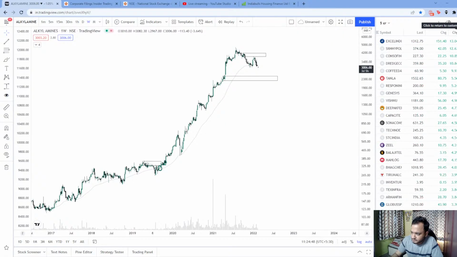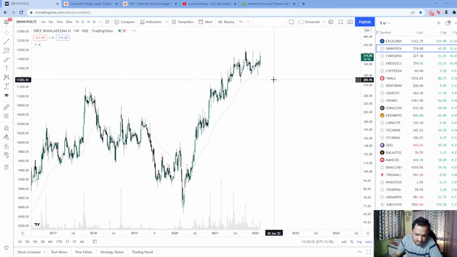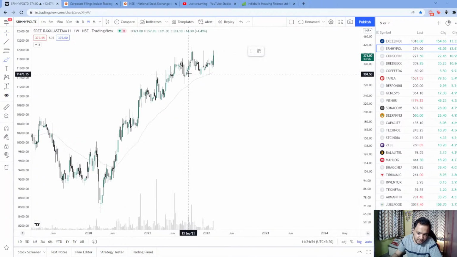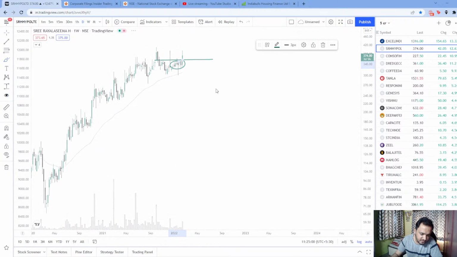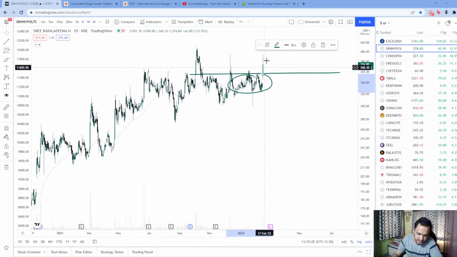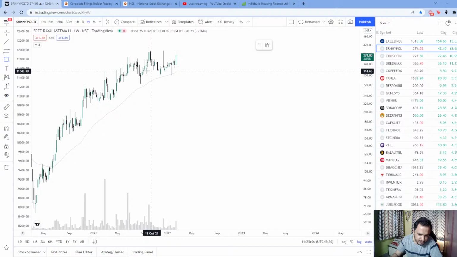Let's see. So avoid these structures. Let's see. Yeah, look at this. Now this was your previous weekly supply. There was some absorption going on. I think I talked about this stock, someone asked about this as well. Now this is breaking out, and your stop can be below the weekly demand. It can be below this demand, and you can enter around these areas.